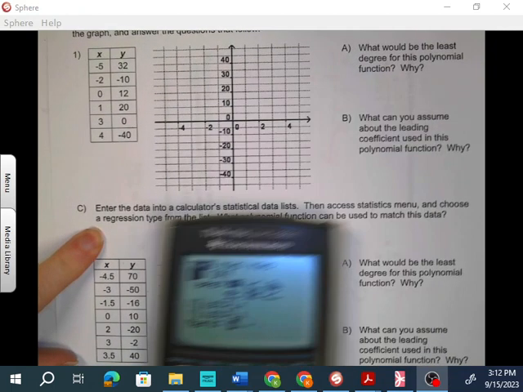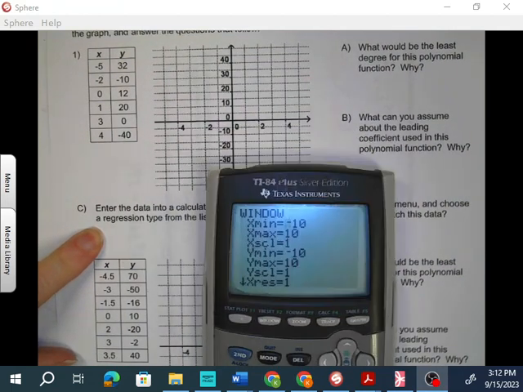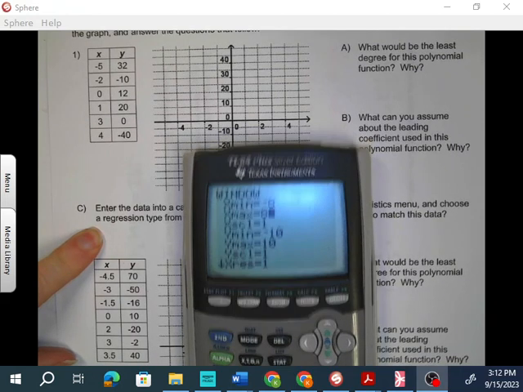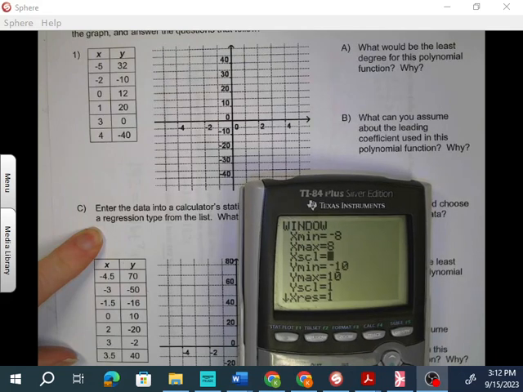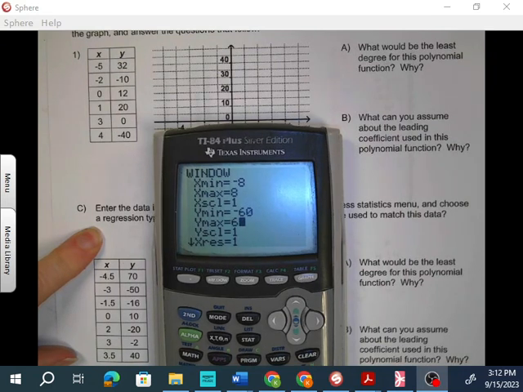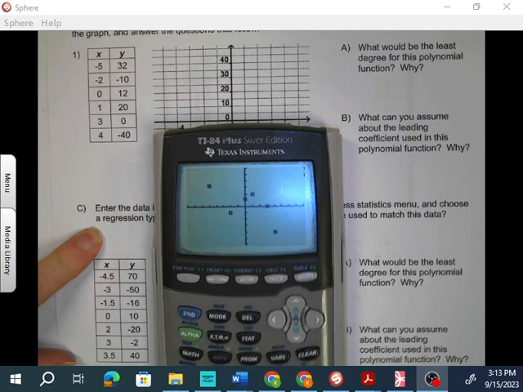Then I'm going to make sure my window is set like the window on the page. This window goes from -8 to 8, and the x-axis is counting by ones. On the y-axis, it looks like it goes from -60 to 60, counting by tens. That way it'll look like theirs when I hit graph. Okay, so there it is.